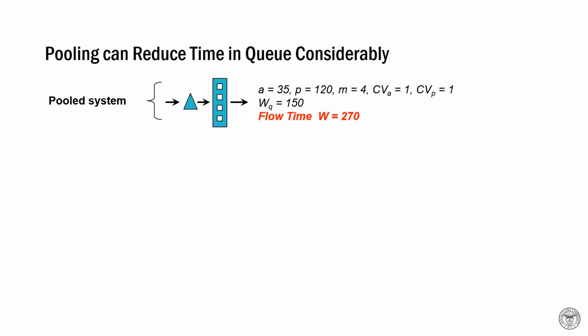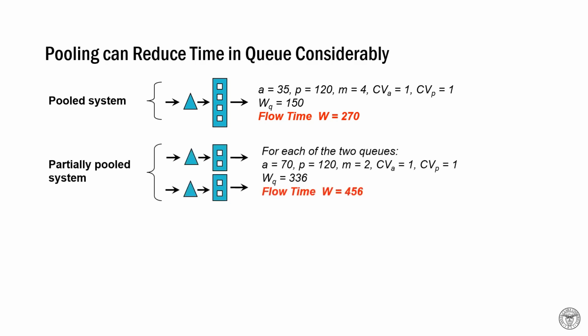In our evaluation, pooling resources can significantly reduce the time spent in queue. In the pooled system with the same variability, total demand, activity time, and utilization, we find a time in queue, WQ, of 150 seconds and a flow time, W, of 270 seconds.